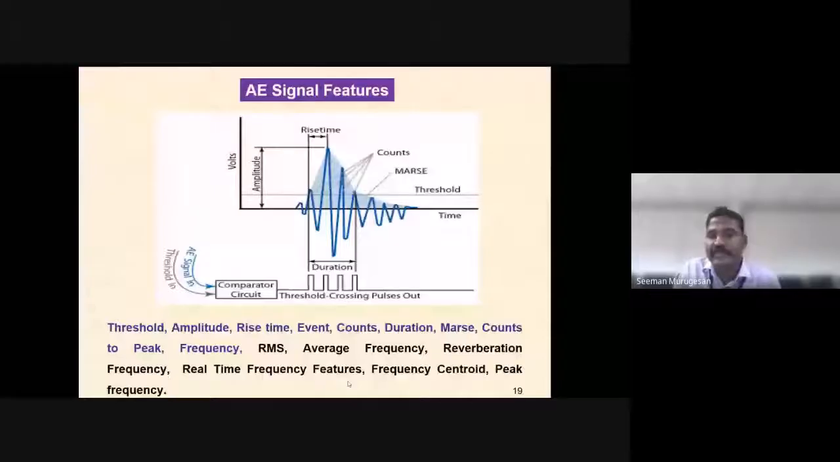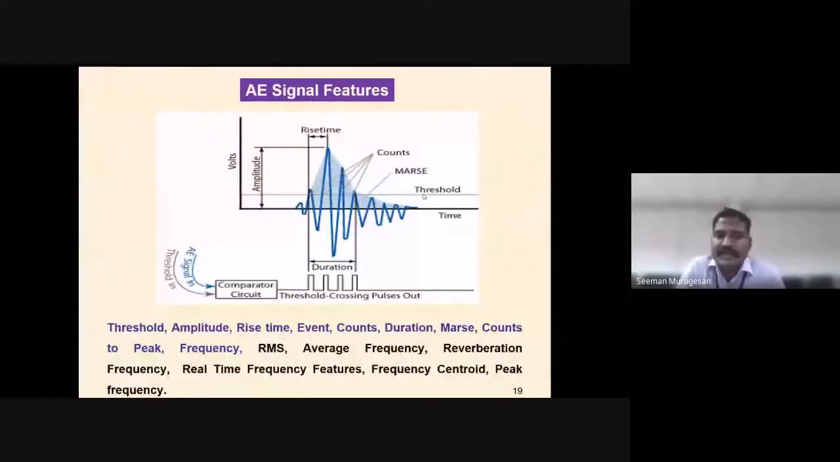The features are simple AE waveform parameters: the threshold, amplitude, rise time, event counts, duration, mass, and counts to peak and frequency. These are the fundamental AE parameters. Using these fundamental parameters, you get the advanced parameters: root mean square, average frequency, reverberation frequency, the real-time frequency feature, the frequency centroid, and peak frequency.